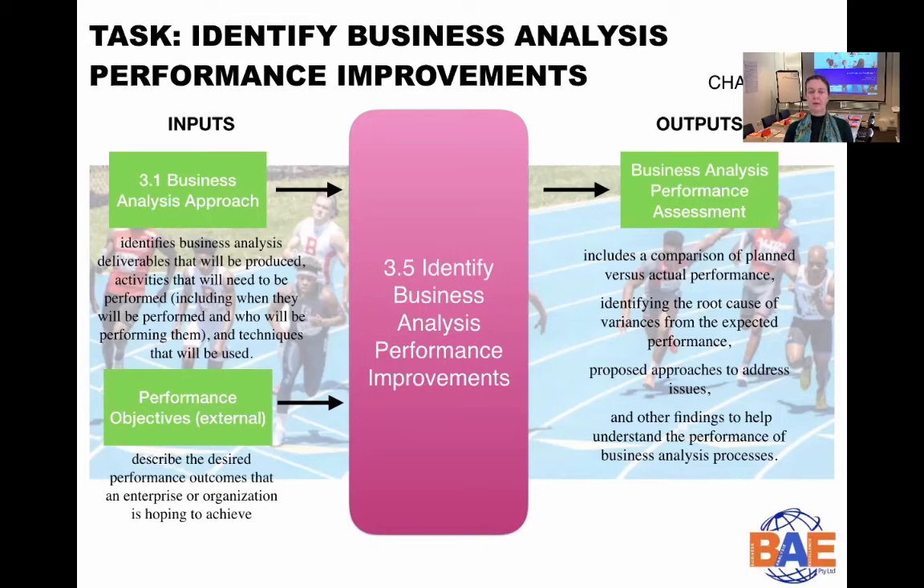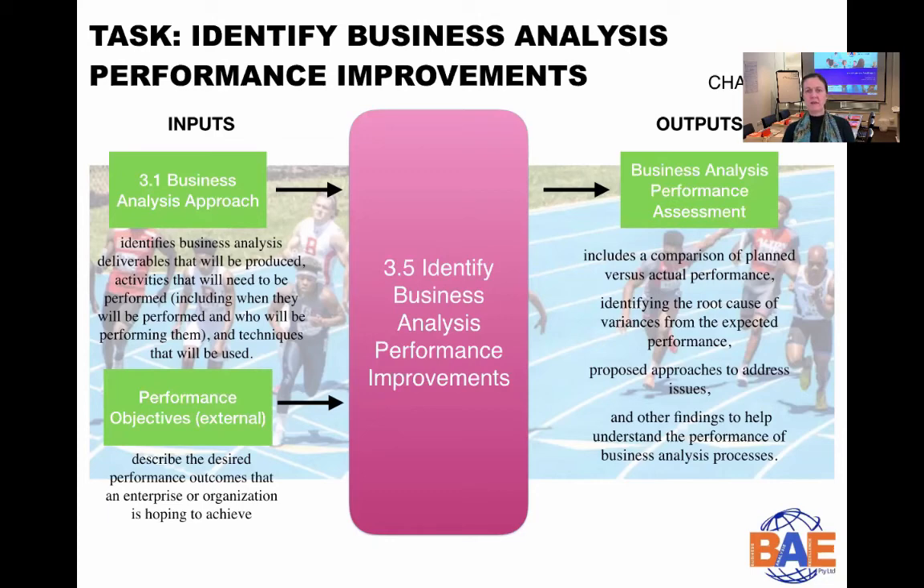Now, output-wise, you end up with having a business analysis performance assessment. So what is that as an output? So basically, this is including all of the information in relation to assessing the performance analysis or the performance improvement. So you've identified here that it includes a comparison of planned versus actual performance. So it could show you what we were hoping to achieve and what we actually achieved. It shows you the root cause of variances from the expected performance.